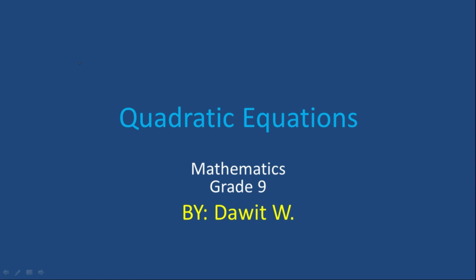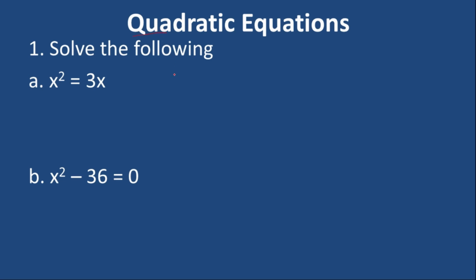So let me proceed. What does a quadratic equation mean? As you know from your previous lesson, ax plus b is equal to 0, where a is different from 0, these are called linear equations, because the degree of the exponent is 1.